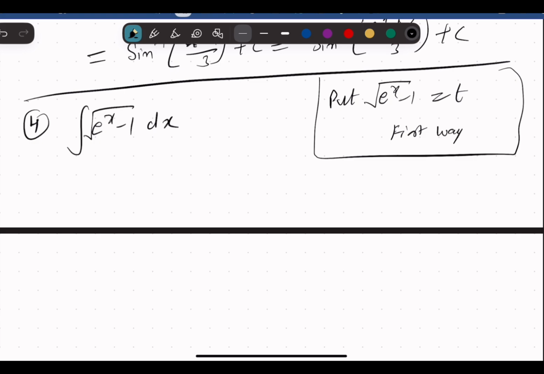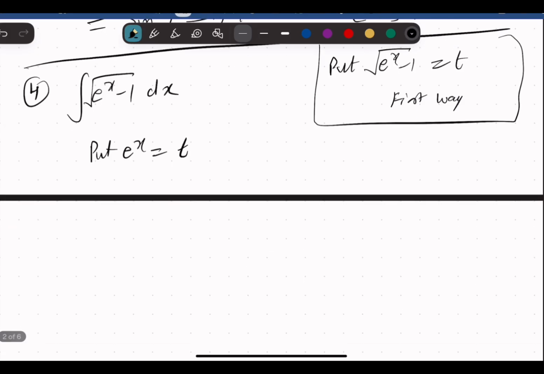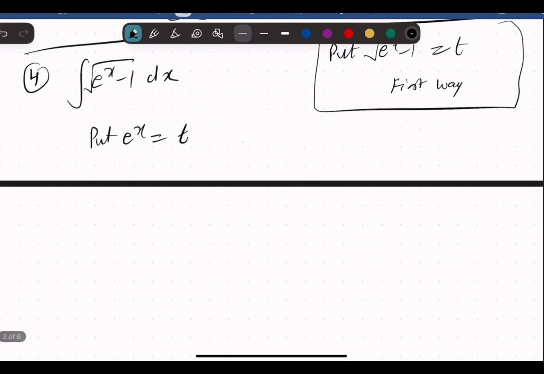And then this is the best way. I will do this way. If you have one square root, you can do it this way too. Let's do this way, which I said above. Put e power x equal to t. Then you will get dx equal to dt over t, and this will be equal to t minus 1 over t and dt.